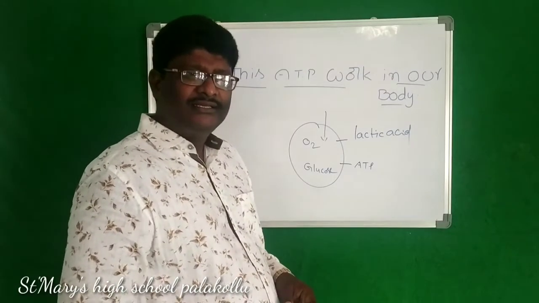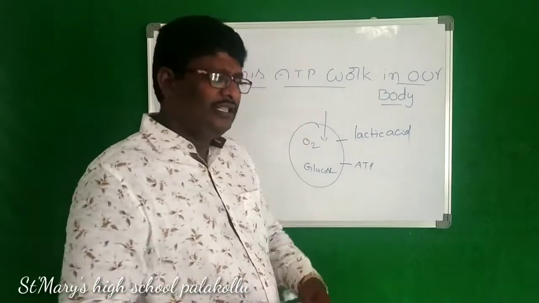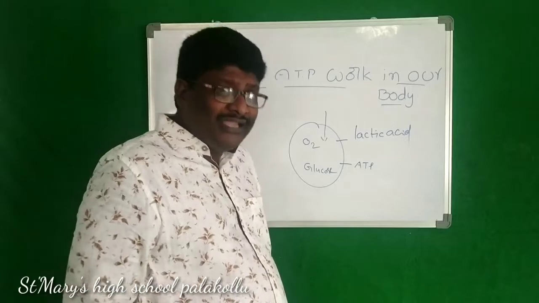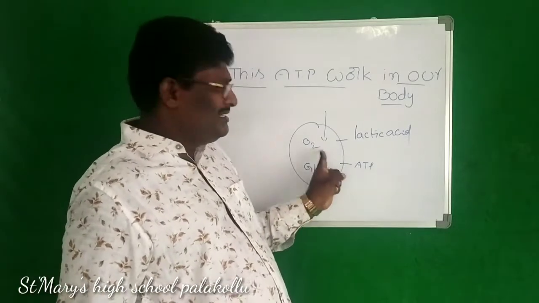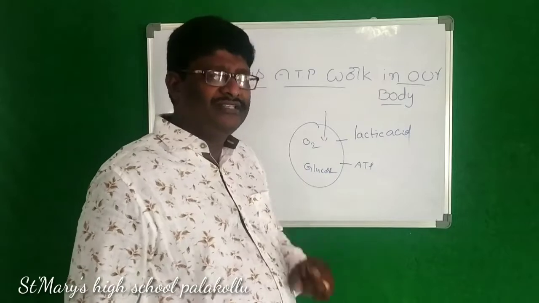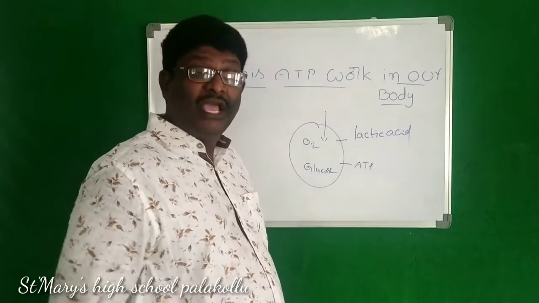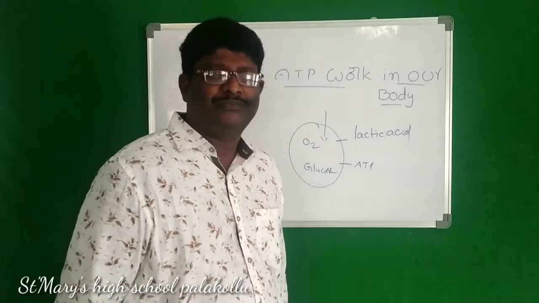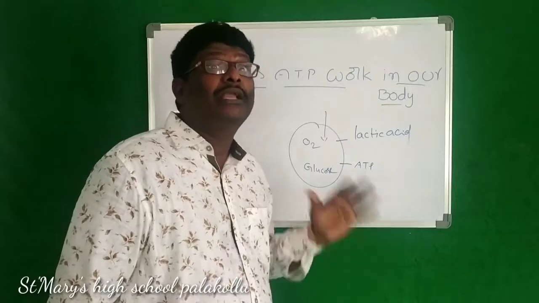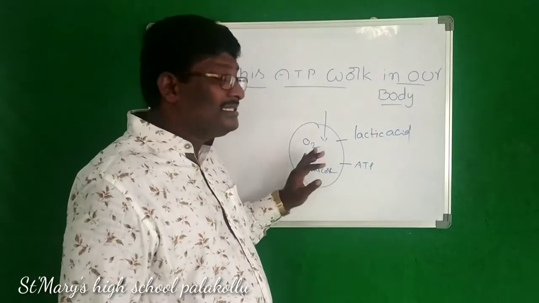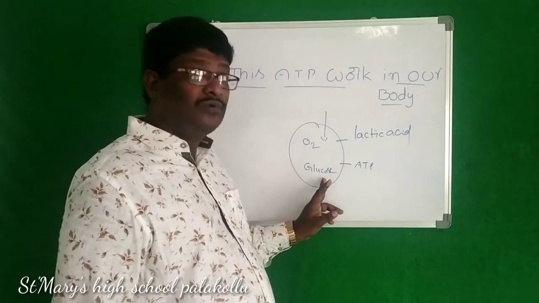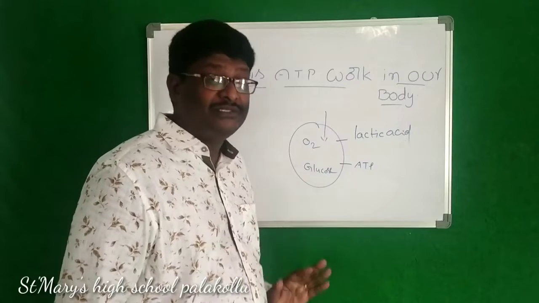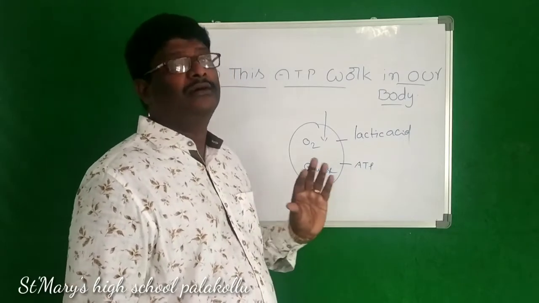Why? Because while they are doing exercise, walking or running, they are not taking oxygen. So inside the cell an oxygen deficiency takes place. When the oxygen deficiency takes place, the cell will do the process of respiration. That respiration is called anaerobic respiration. అంటే ఆక్సిజన్ లేని సమక్షంలో కూడా ఈ గ్లూకోజ్ రెస్పిరేషన్ ప్రాసెస్ కి గురవుతుంది. ఆ రెస్పిరేషన్ మనం ఏమంటాం? anaerobic respiration అంటాం.